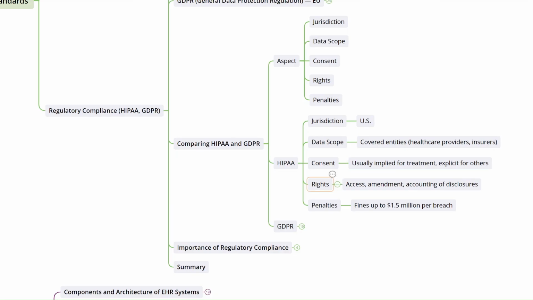Next, rights for access, amendment, and accounting of disclosures. Penalties could be fines up to 1.5 million per breach.